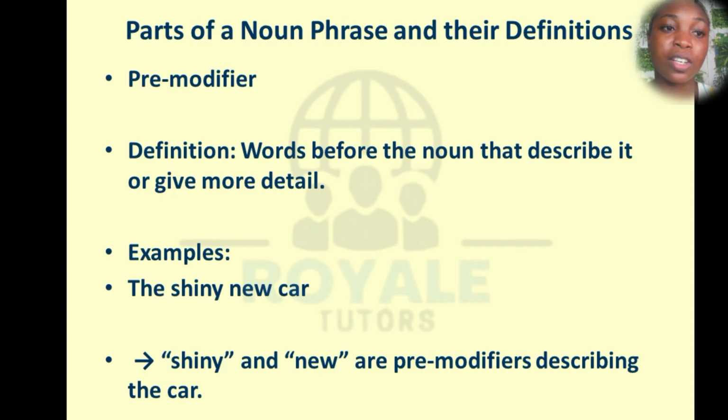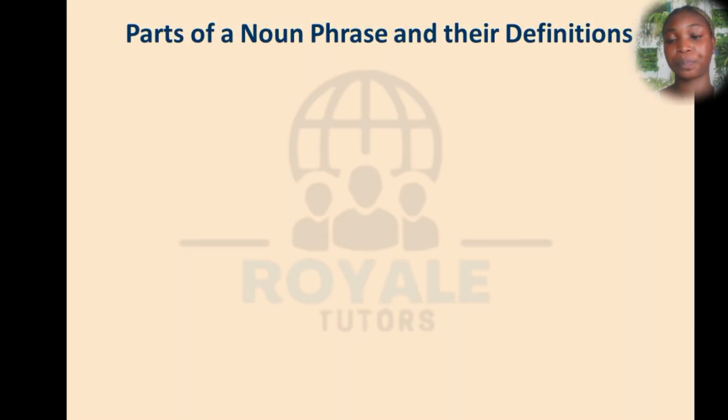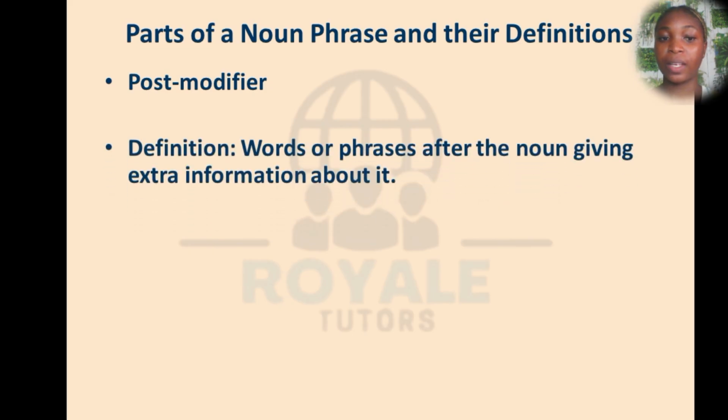We're moving on to the post-modifiers. Now for post-modifiers. While pre-modifiers come before the noun, post-modifiers come after the noun. They give us more information, they describe the noun, but they are usually after the noun. Let's look at an example.